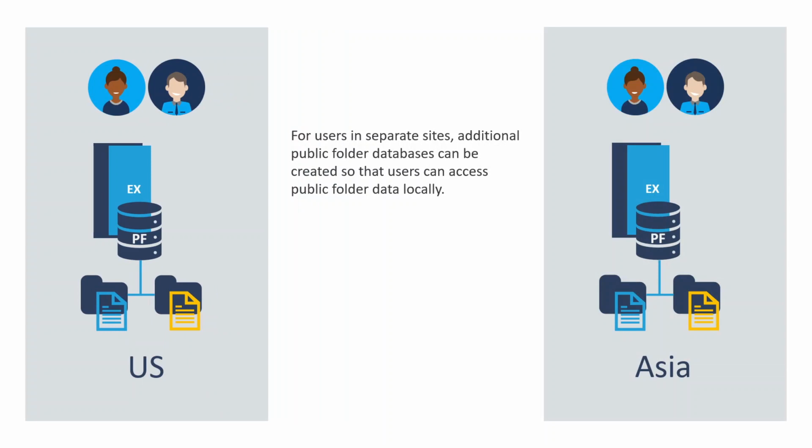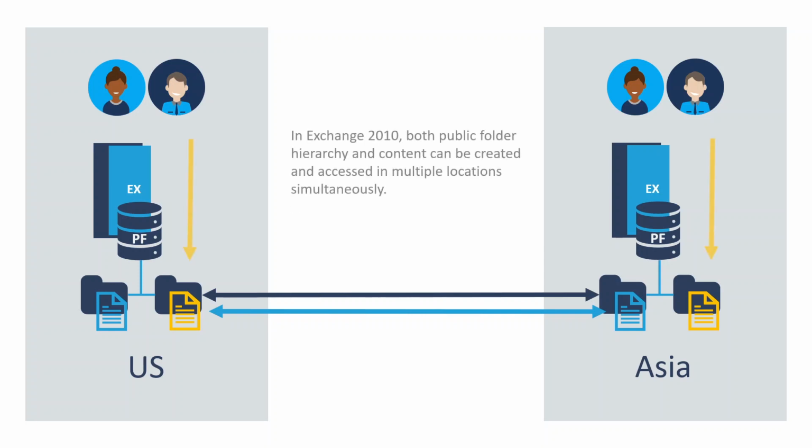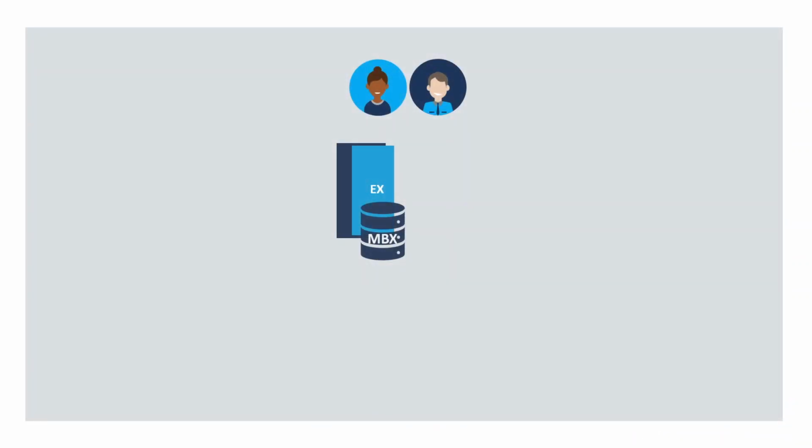In a legacy public folder environment, public folder databases can be created in multiple sites, which allows users to access this data locally. Internal public folder specific mechanisms then replicate writable copies of the hierarchy and content, depending on the configuration, to various sites so that these users can access and change this content as they see fit, providing for a pretty robust user experience when it comes to public folders. However, in moving to modern public folders, some of this behavior has changed.